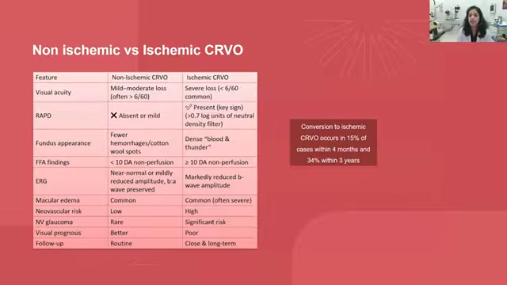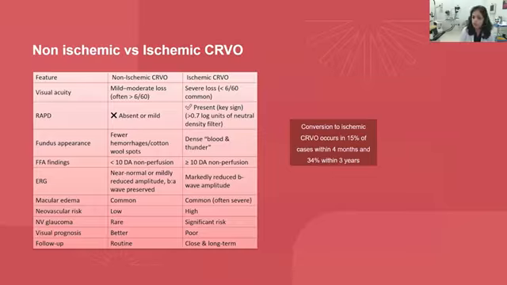When RAPD is present, and typically it is greater than 0.7 log units of neutral density filter, it is suggestive of ischemic CRVO. Whereas in non-ischemic CRVO it is usually absent or very, very mild. So there are grades to RAPD, and ischemic CRVO will have a very strong grade. The fundus appearance is not very reliable. Non-ischemic CRVO typical cases have fewer hemorrhages or cotton wool spots, whereas ischemic CRVO is supposed to have dense blood and thunder, multiple cotton wool spots throughout the entire fundus. But this is not a very reliable feature. You can see the opposite sometimes in RVOs as well.